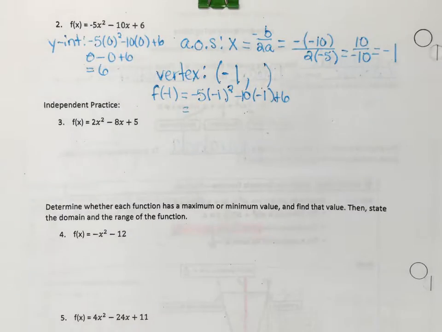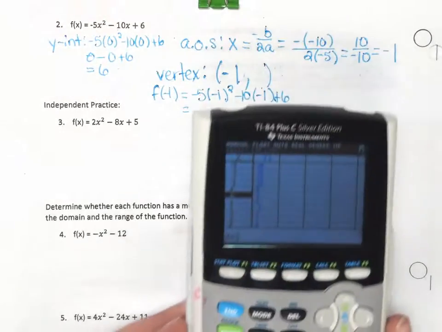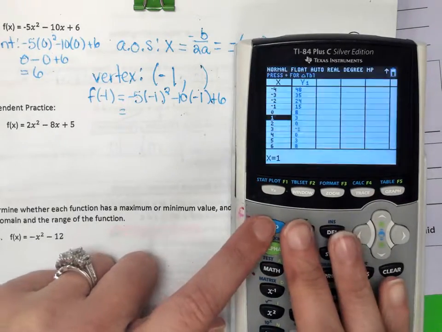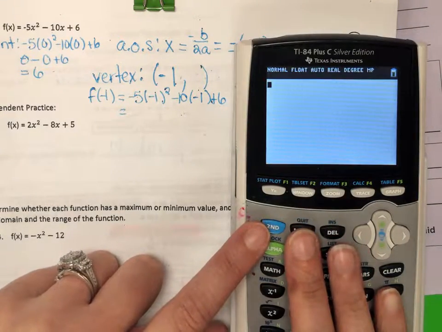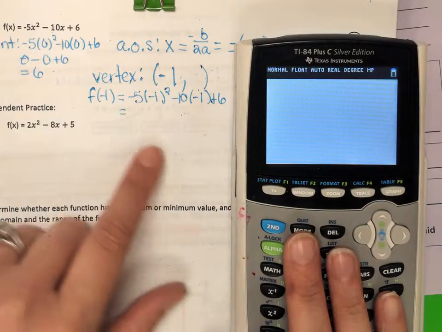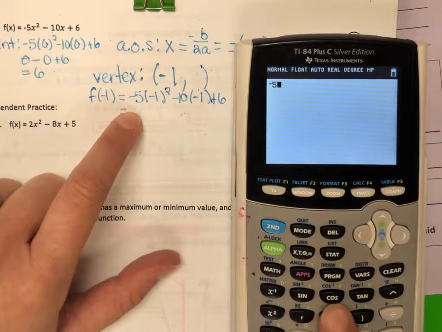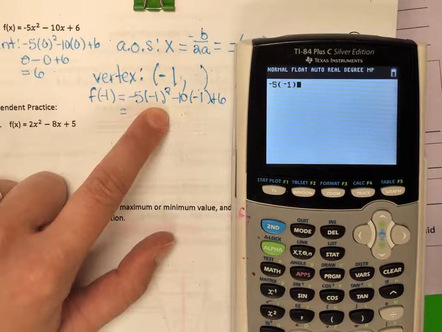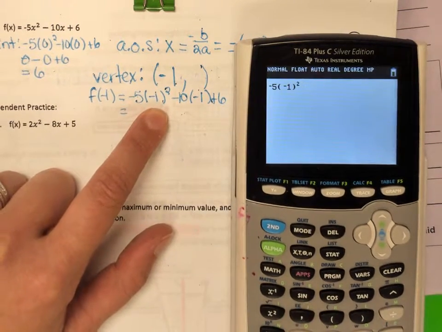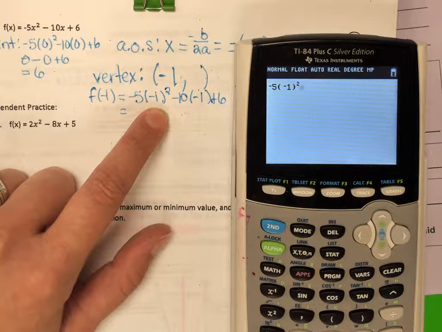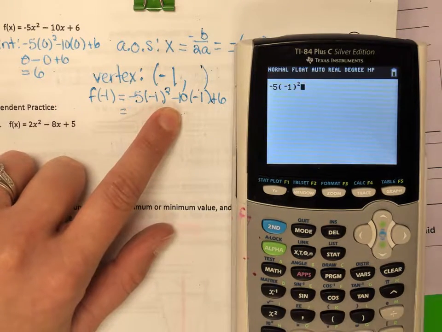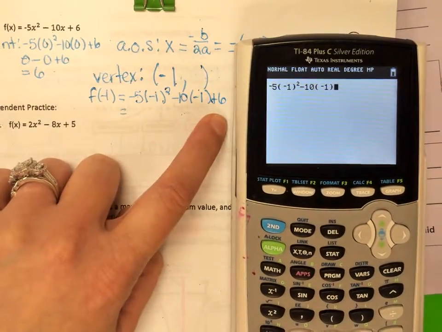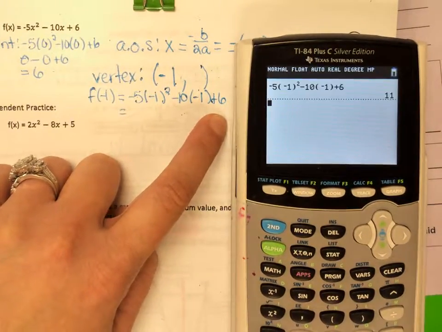Okay, look, here you go. Plug it in your calculator. Take your calculator. How do I get out of what I was in? Second quit. That's how you get out of everything, right? You don't always want to hit clear because sometimes you'll clear your data. All right, so you're going to do -5, parentheses, -1, close your parentheses. Once you close your parentheses, then you can square it. If you don't, you tell your calculator something different, okay? So subtract 10, parentheses, -1, and then close parentheses plus 6. And it'll give you your answer.